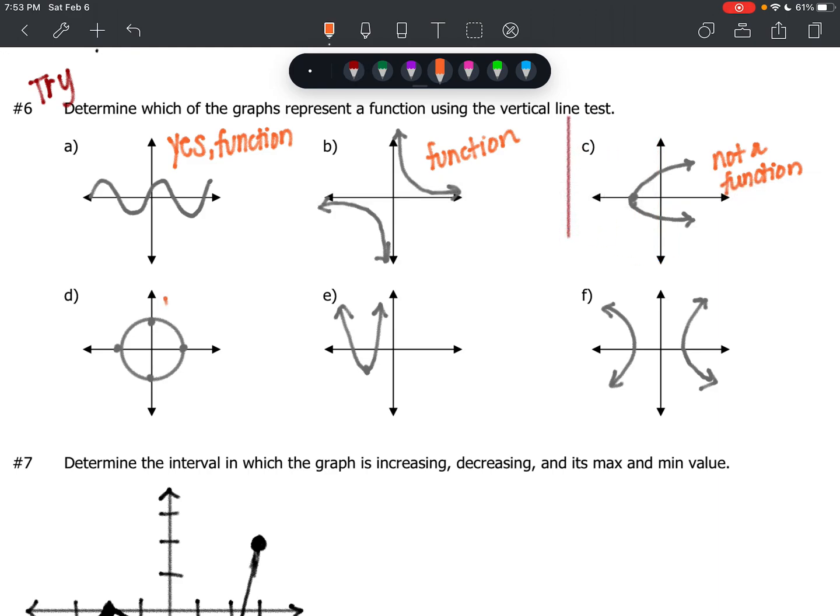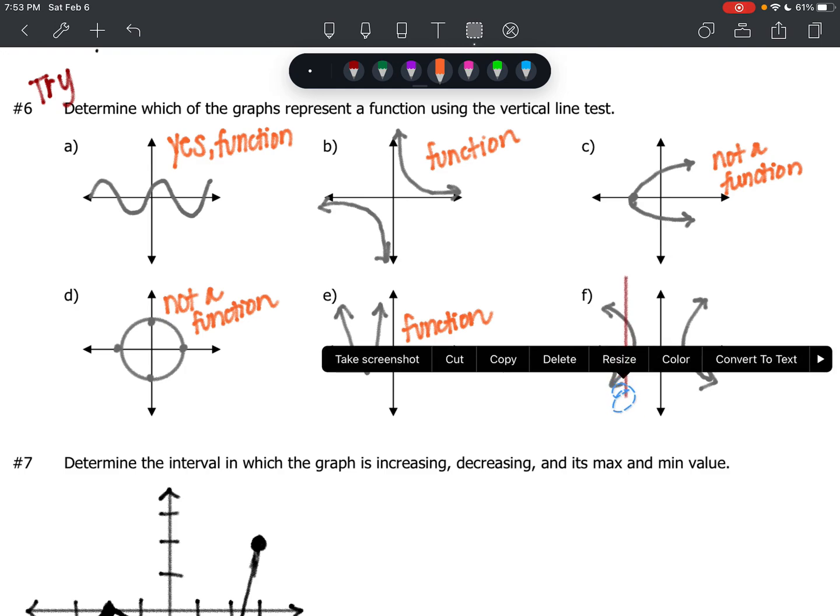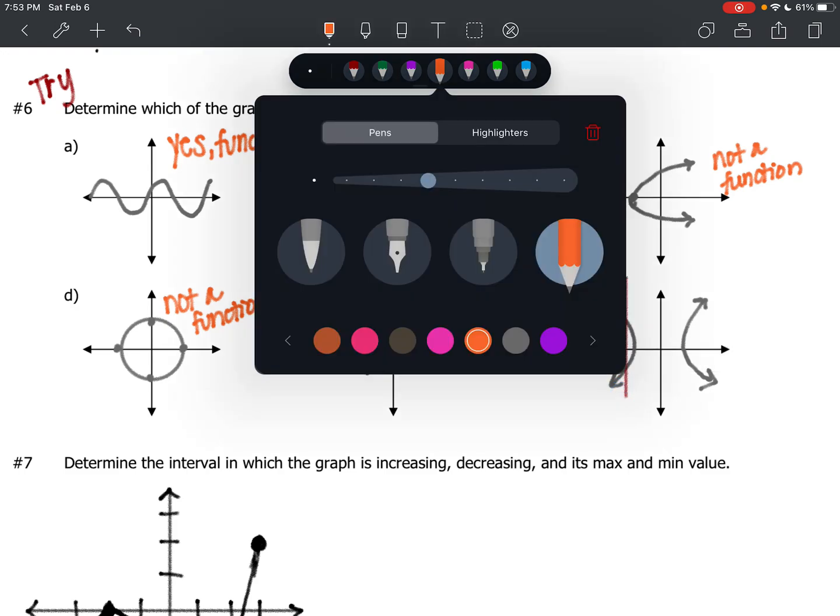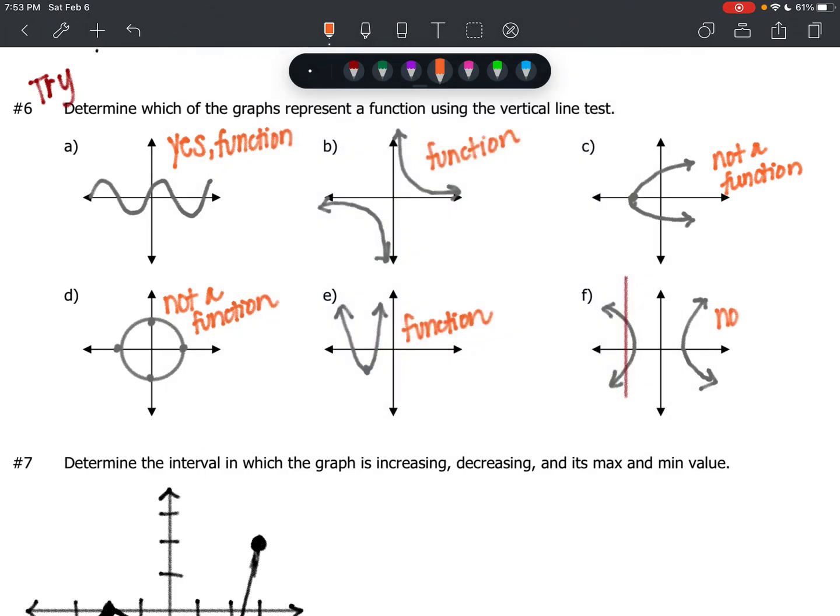And then D, well, circles, those aren't functions. They fail the vertical line test. E is a function. We graphed a couple of these in the previous video. And then F, while it passes here and it passes here, it doesn't pass there. And as soon as it fails, it is not a function. Not a function.